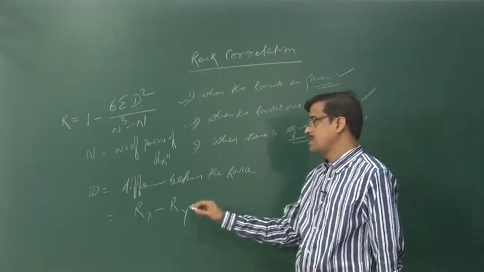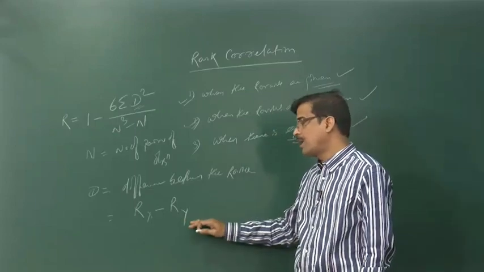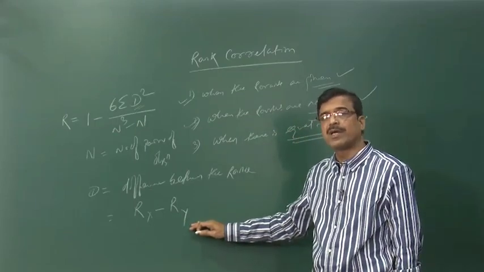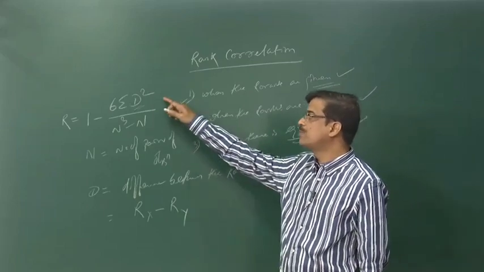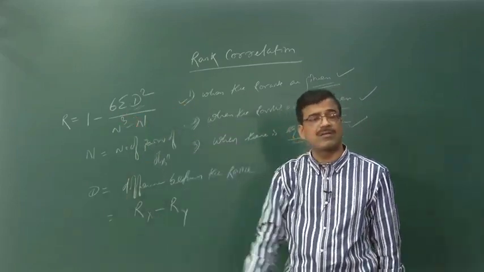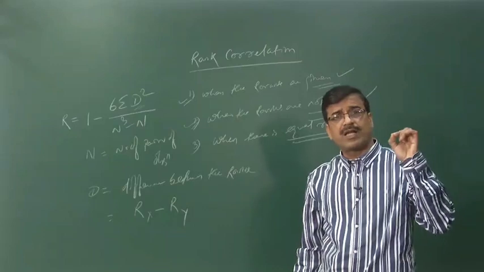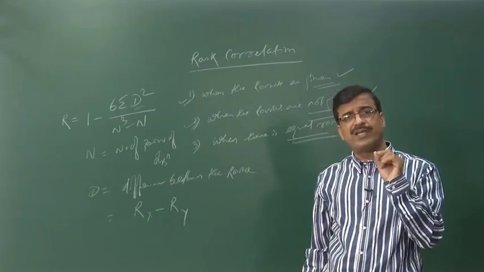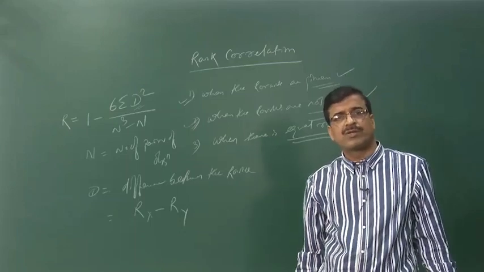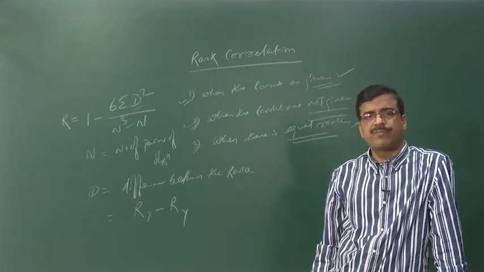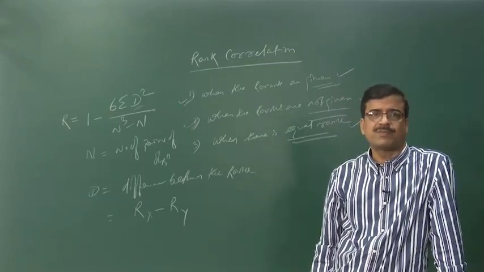So Rx means the ranking of x, and Ry means the rank value of y. Considering this particular D, we have to put in n. Thereafter we have to calculate R. Like the Karl Pearson's correlation coefficient, the value lies between plus and minus 1. Here also the Spearman rank correlation coefficient lies between plus and minus 1.